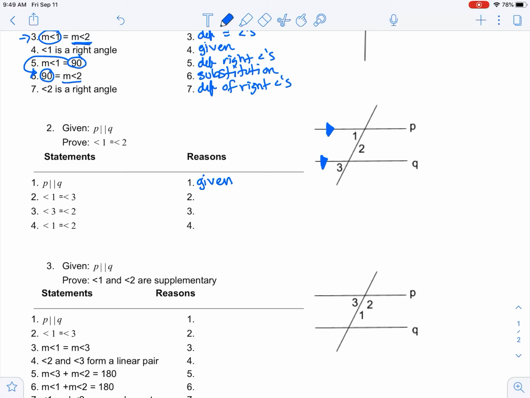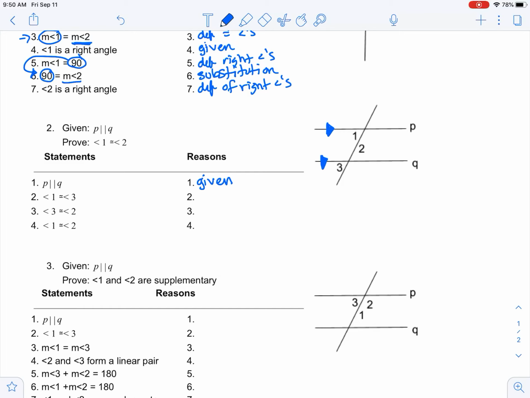Now, what in the world are we proving on this one? We want to prove that angle 1 and 2 are congruent. Do you agree with that statement, that angle 1 and 2 are congruent? Yeah, I agree with that statement, because those would be what kind of angles? Alternate interior. They're on opposite sides of the transversal, and they're both between the parallel lines. So we're proving why alternate interior angles are congruent. Let's go through that proof.